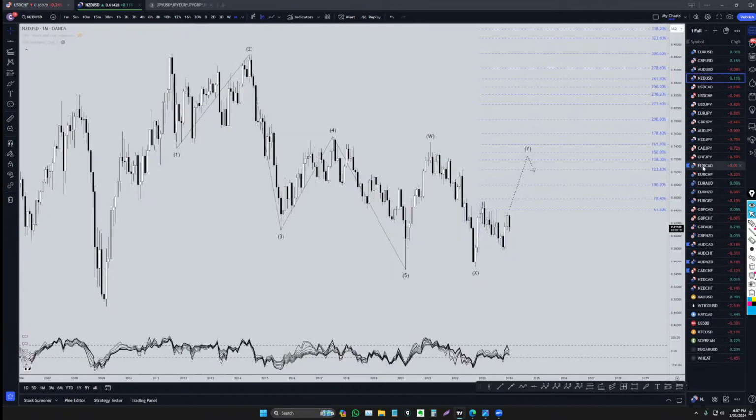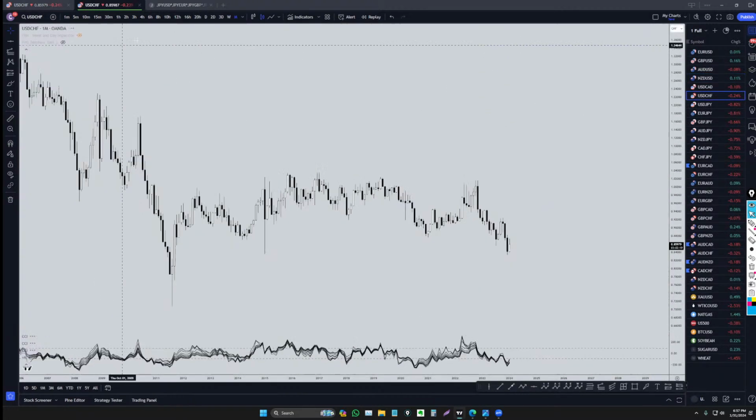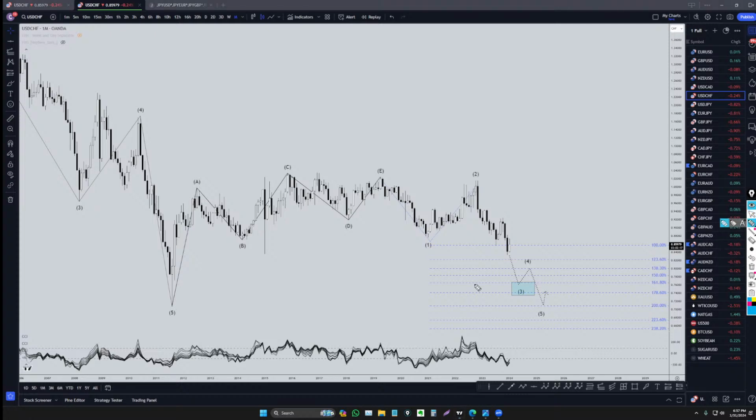Which, like I said, I don't really have it on these charts, but if you go to here, you can see what I'm looking at. I have my projections for the higher time frames on here that I share with my Patreon members, and I think we're already in a 1, 2, 3, 4, 5 to the downside.